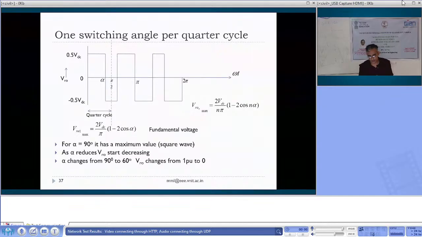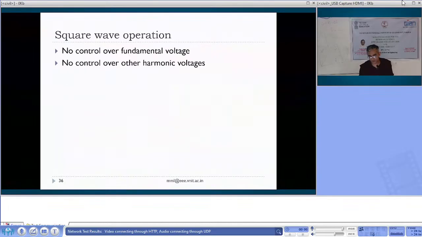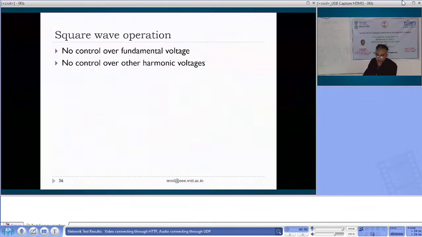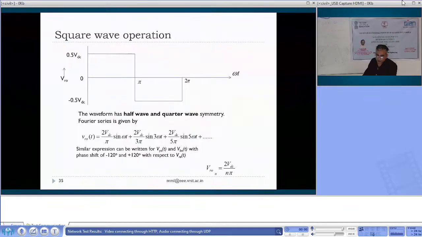Then the little change that we have done is that in the positive half cycle you have one more switching. Can you identify that? As compared to this, you have one more switching in the positive half cycle as well as in the negative half cycle. But the symmetry is maintained. What kind of symmetry? Odd symmetry, half wave symmetry, and quarter wave symmetry. Without doing much on the symmetry, we have just switched one more time in the positive half cycle and the negative half cycle.